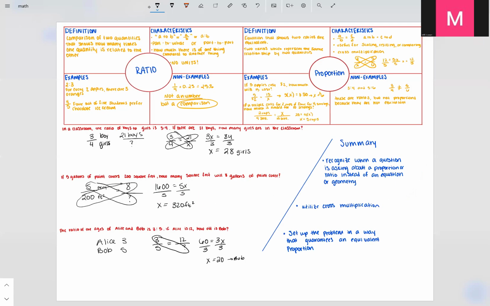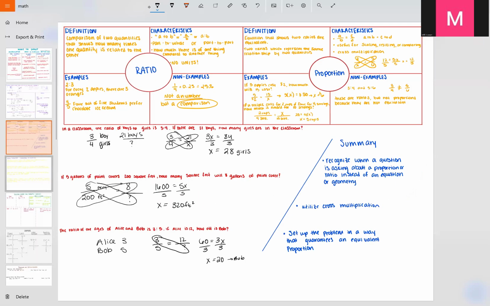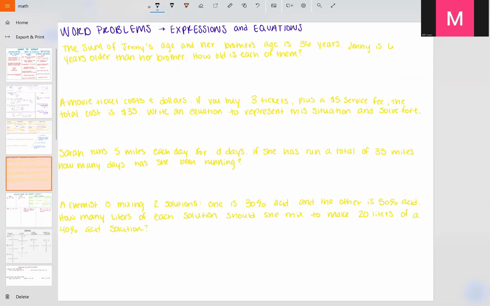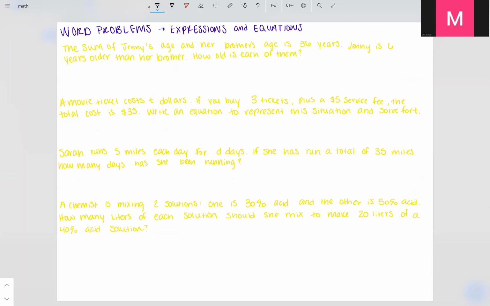Last for this part, we're going to look at interpreting word problems into expressions and equations. Our first question is, the sum of Jenny's age and her brother's age is 36 years. Jenny is 6 years older than her brother. How old are each of them?